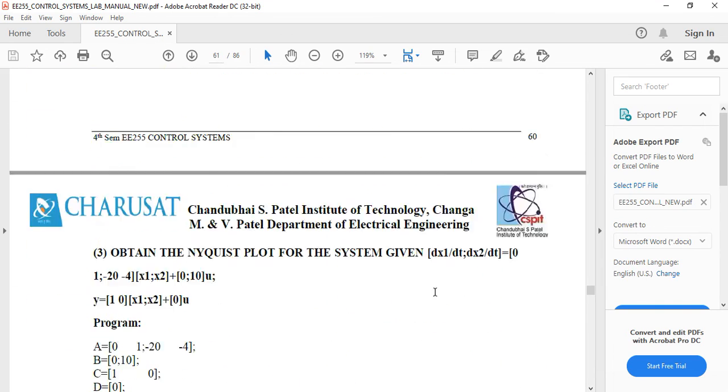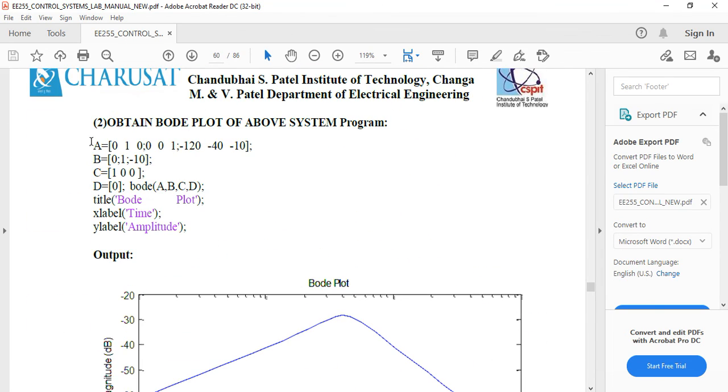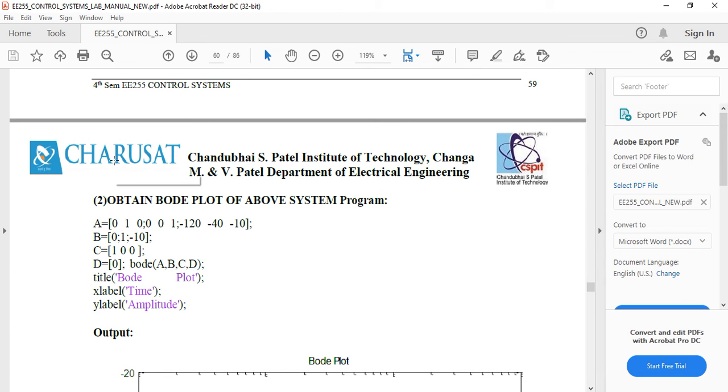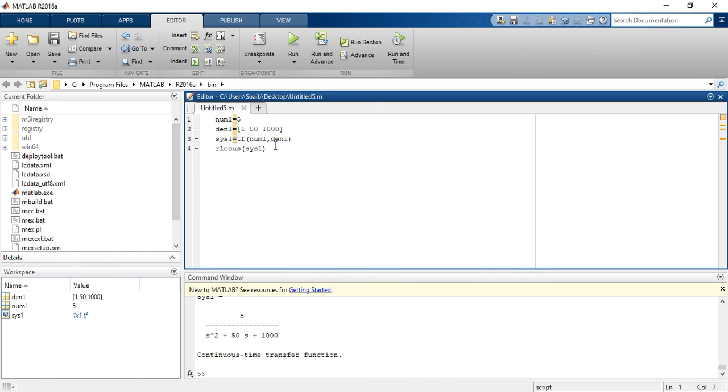These are the various examples. Although in this particular manual it is given in ABCD format, which is nothing but the state space representation, we have gone through it with the help of the transfer function approach. So we have taken the transfer function approach for rlocus, Bode plot and all this. Thank you.